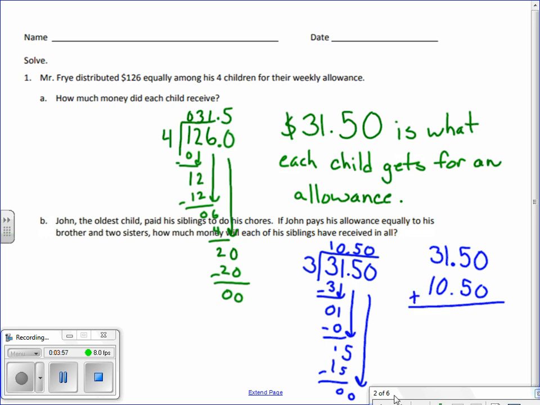When we add, we line up the decimal points. 5 and 5 is 10, 1 and 1 is 2, 3 and 1 is 4. So that means each sibling is going to make $42, and John makes nothing.